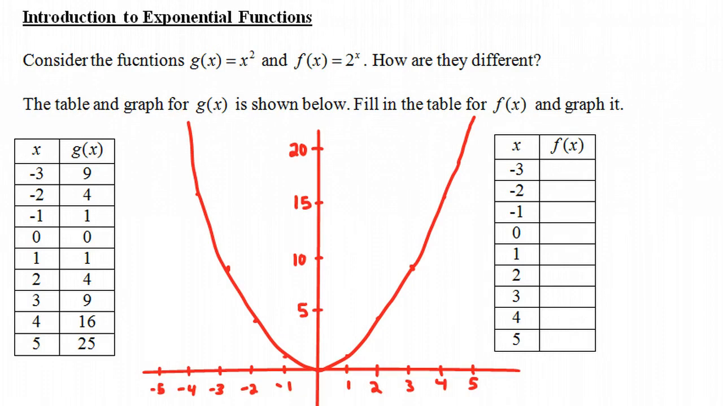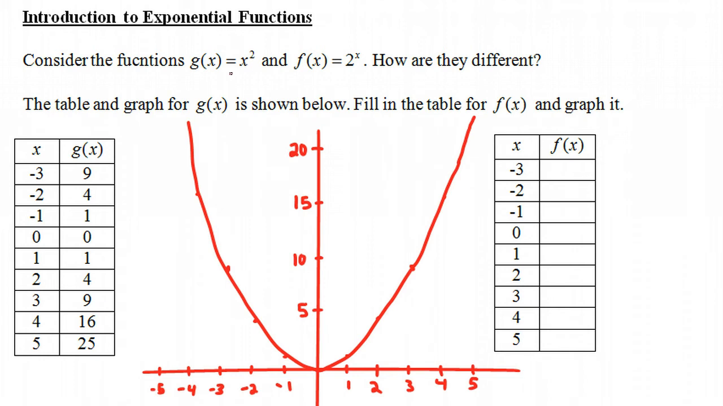In this video, we're going to do an introduction to exponential functions. Now, let's consider the functions g of x equals x squared and f of x equals 2 to the x power. Now, how are these different? How is x squared different from 2 to the x?